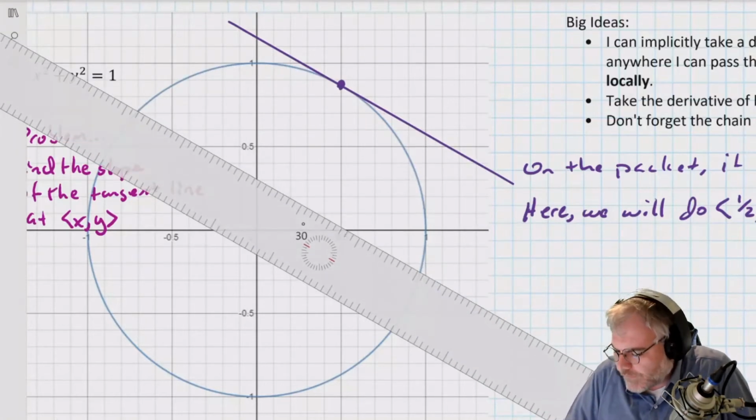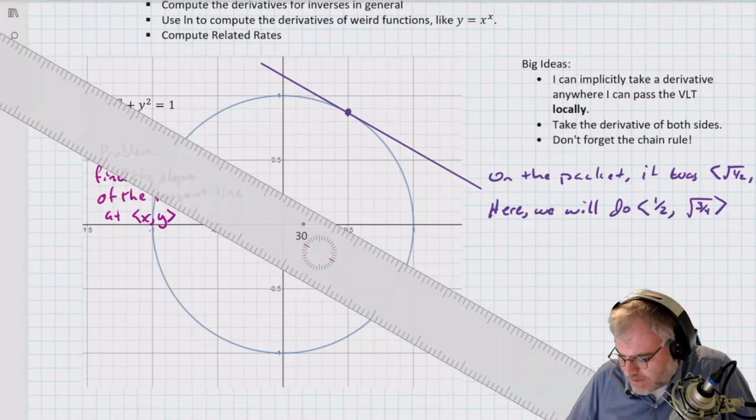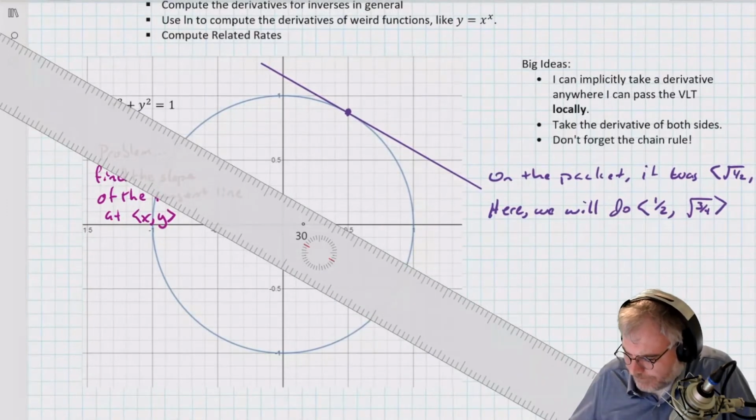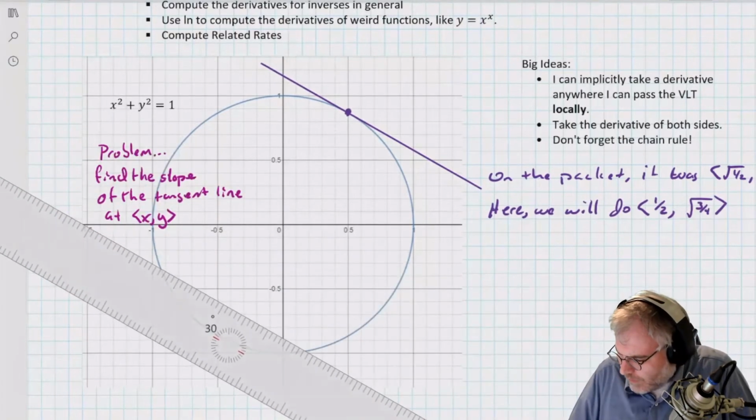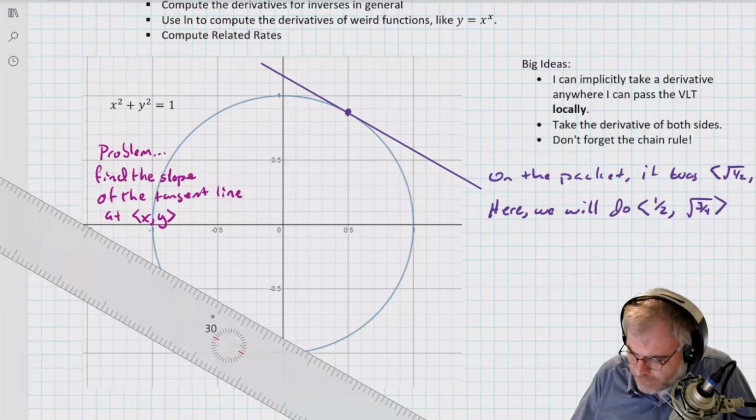All right. So this is the problem. I want to find the slope of the tangent line, or the line tangent. Okay. Well, there are a couple ways I can do this. Method 1.